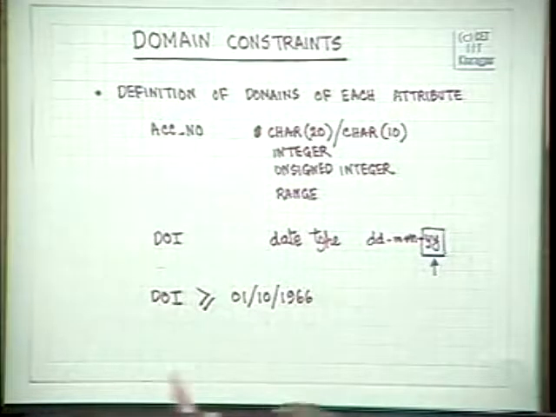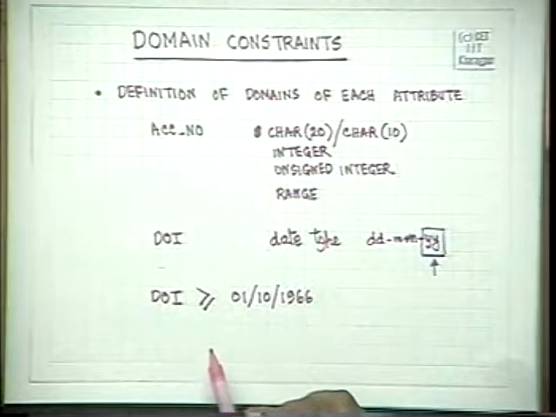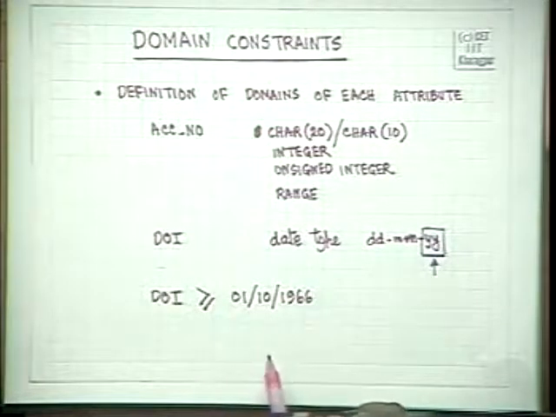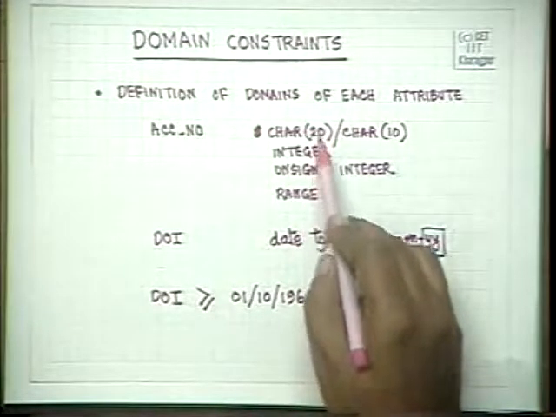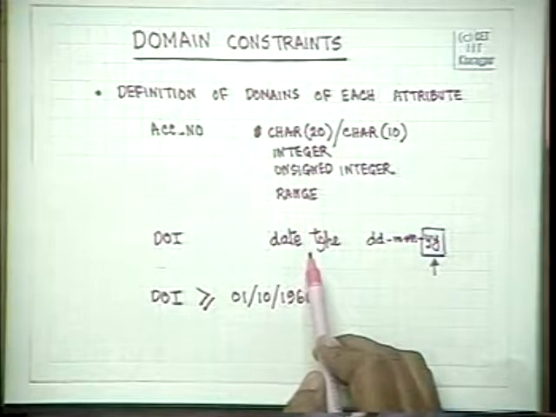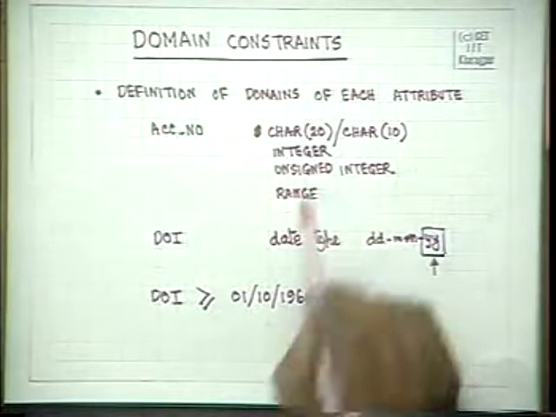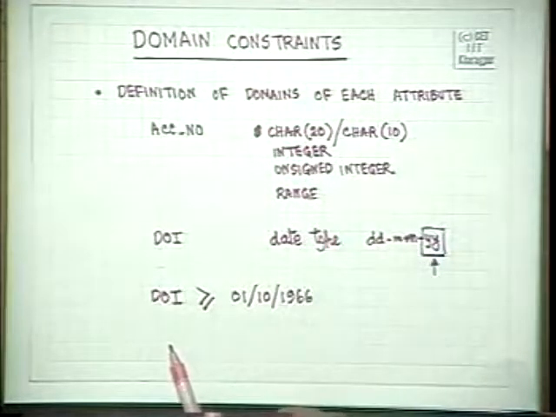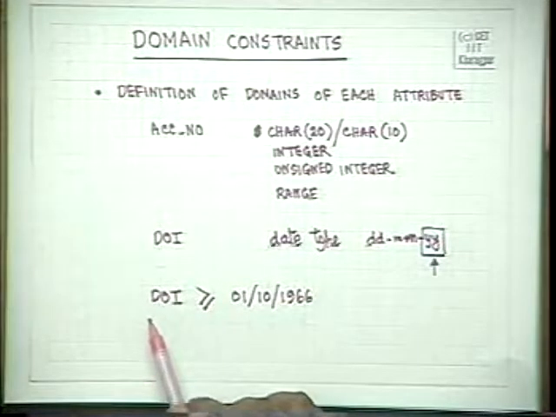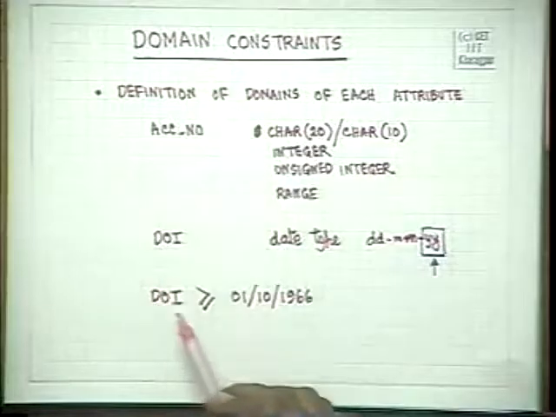Somebody puts in a date of issue which is absolutely atrocious. It may be a date, but it may be an atrocious date, and we may not always be able to put them in the range. If we can put them in the range, then it is fine, otherwise we may not be able to. Alright. So, an added constraint on the domain can be put like this.